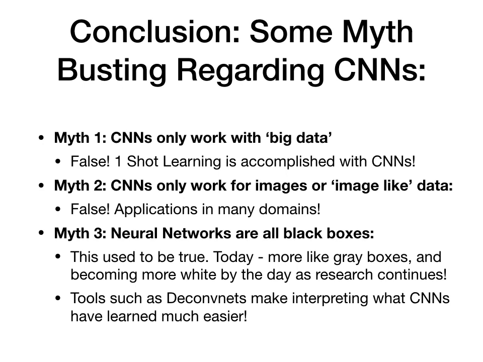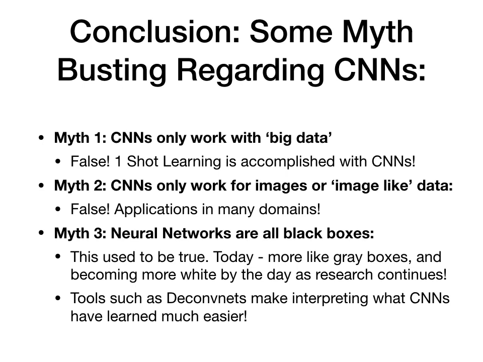The last myth, and maybe one of the most prevalent ones, is that neural networks are all black boxes. Honestly, this used to be true. Today, they're a lot more like gray boxes, and they're becoming more and more white by the day as research continues. We are getting better and better at understanding what neural networks have learned. Those images I was showing you on the previous slides, where we're looking at what the network is paying attention to, this is done using something called a deconv net.